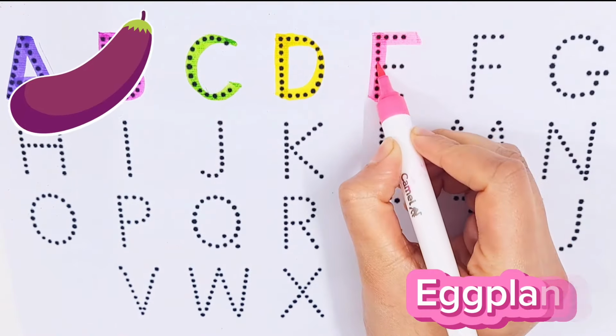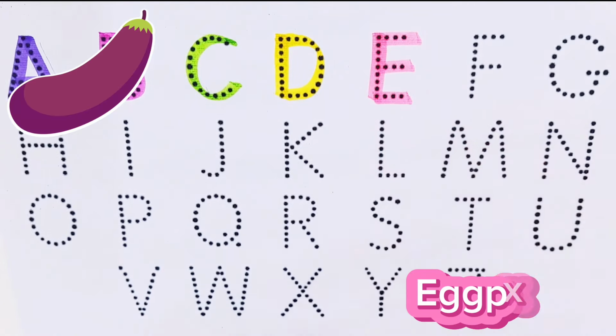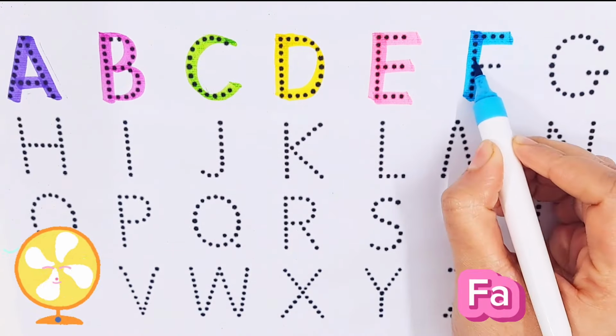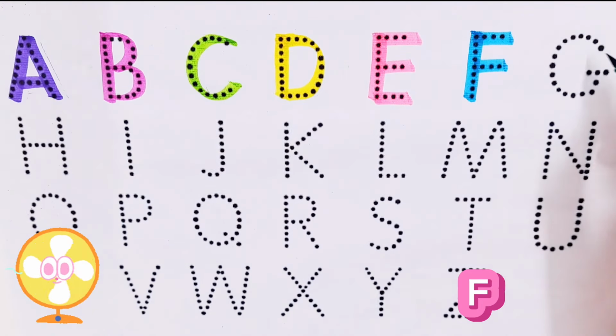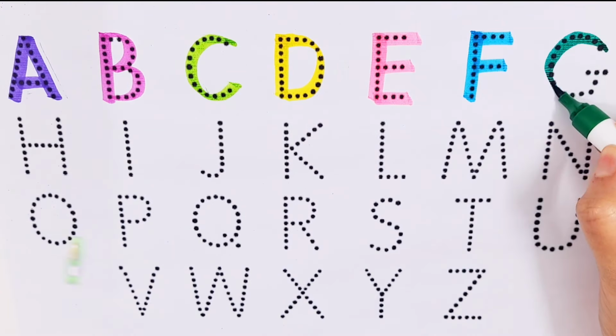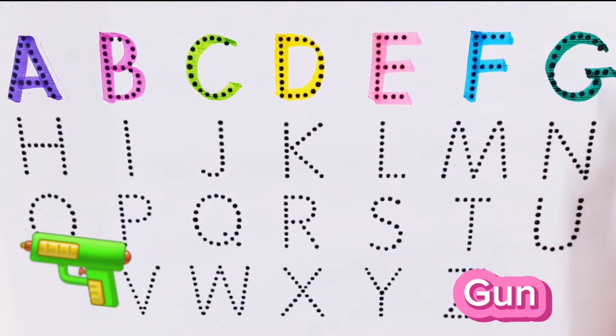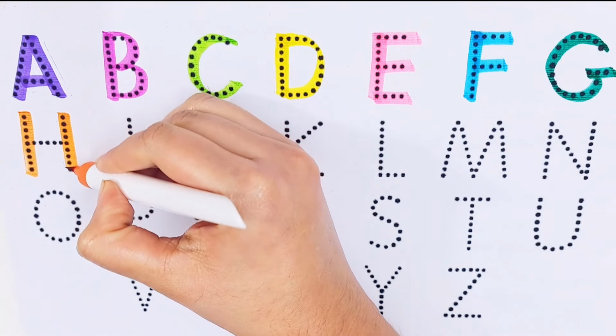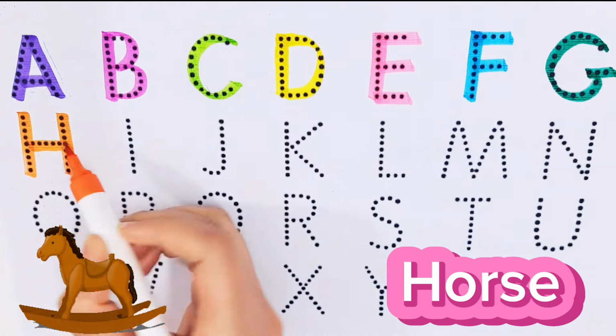E for eggplant. F for fan. G for gun. H for horse.